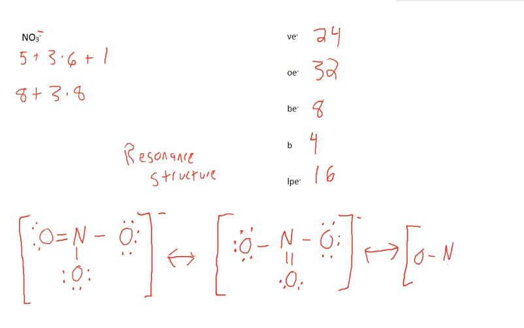Running out of room this time. It's going to be on the right. And we just fill in our electrons. And this would be the complete Lewis structure, including the resonance structures for the nitrate ion.